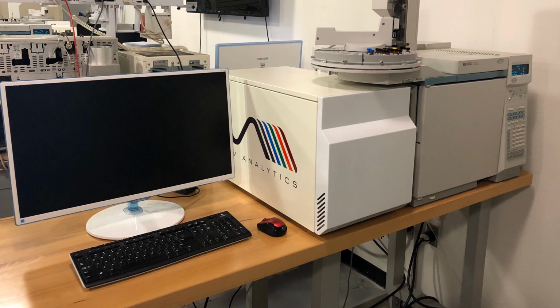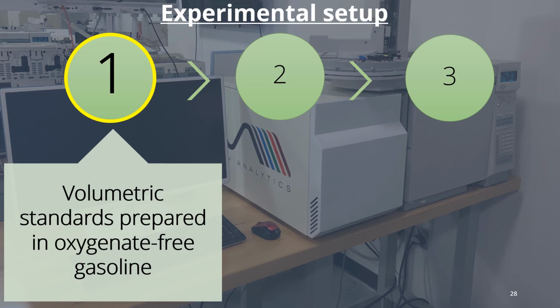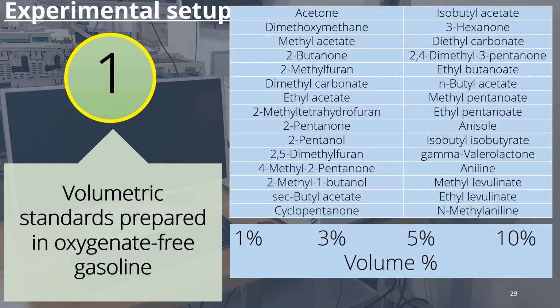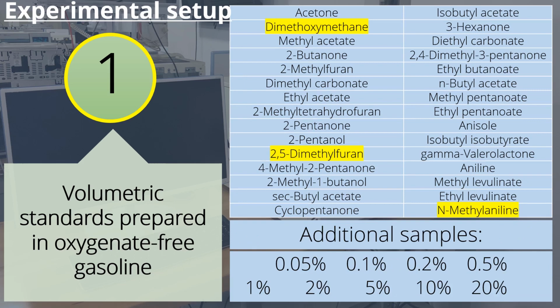So our experiment itself was divided into essentially 3 steps here. Number 1, we made some volumetric standards of different compounds in oxygenate-free gasoline, or oxy-free gas. And I've got the list up here. I believe there are 30 of them. And we made them at these concentrations, so at 1, 3, 5, and 10 volume percent. And for a select few, we actually took it a bit further and went all the way up to 20% down to 0.05%, just to see if we can handle this extended concentration range as well as the normal range we're looking at.